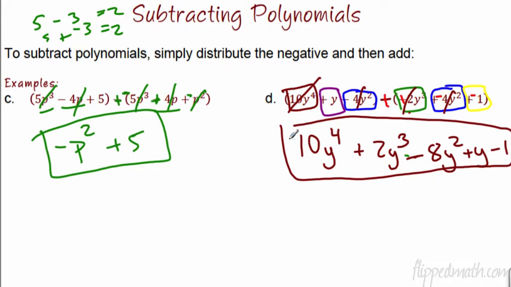Easy enough? I mean, we're just combining like terms. You can only add them if the exponents on the variable are the same. That's the key to that there.